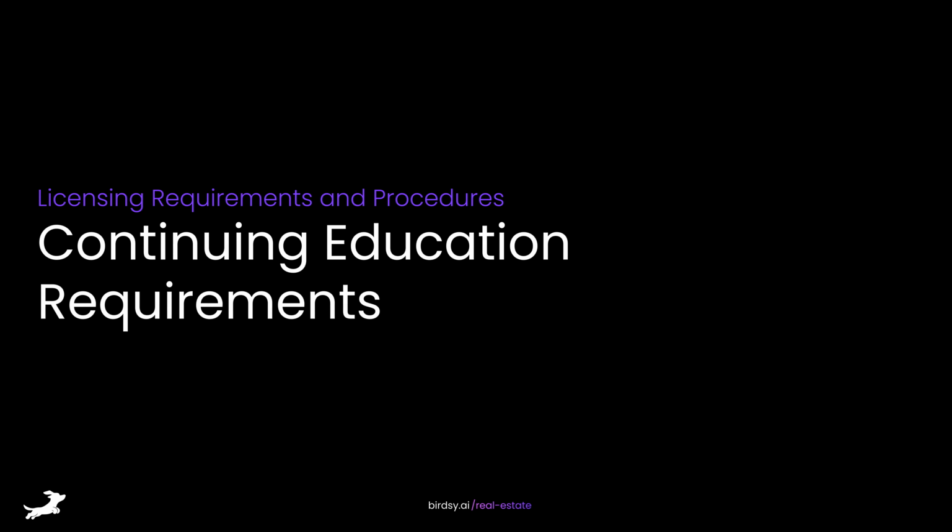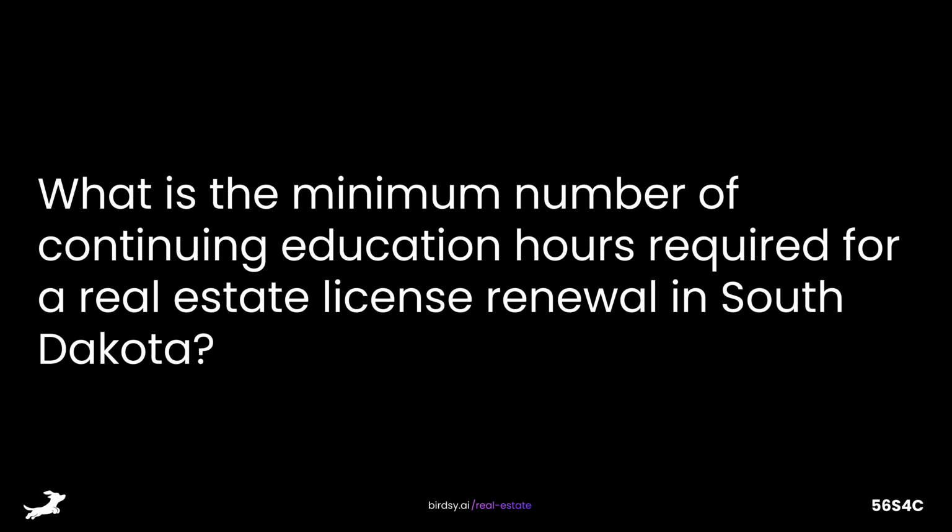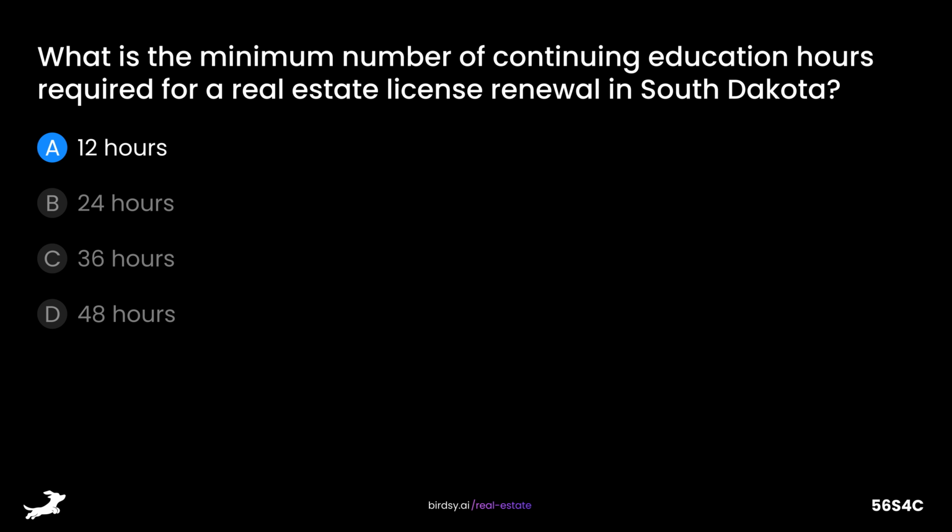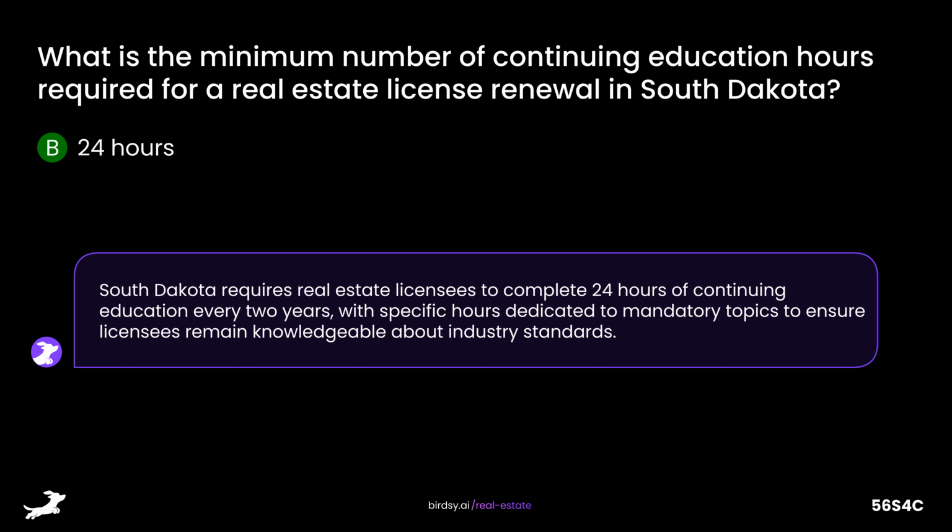Continuing education requirements. What is the minimum number of continuing education hours required for a real estate license renewal in South Dakota? Is it A, 12 hours, B, 24 hours, C, 36 hours, or D, 48 hours? The answer is B, 24 hours. South Dakota requires real estate licensees to complete 24 hours of continuing education every 2 years, with specific hours dedicated to mandatory topics to ensure licensees remain knowledgeable about industry standards.